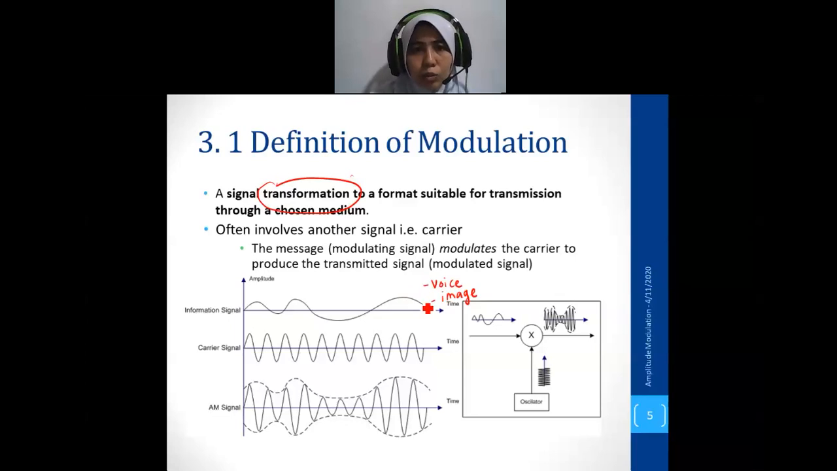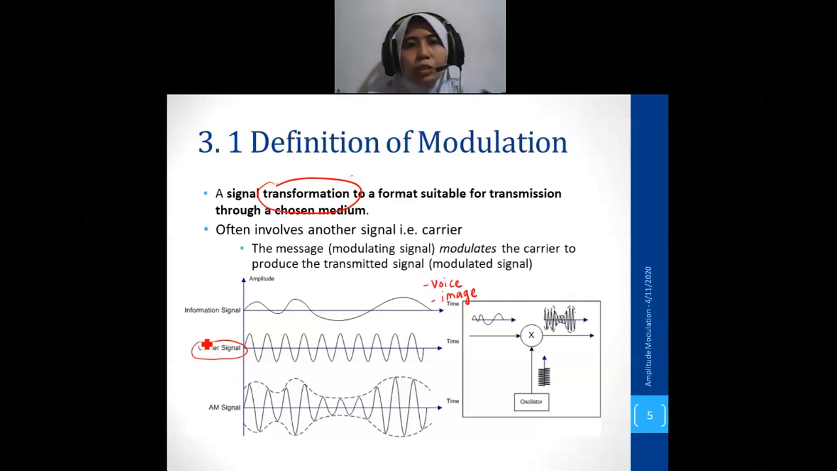So to be able to transfer, that means we want to communicate with others, we want to transfer to another place, so we need to change it. So we need a carrier signal. This carrier signal is a high frequency signal, and the information signal will change based on the carrier signal.